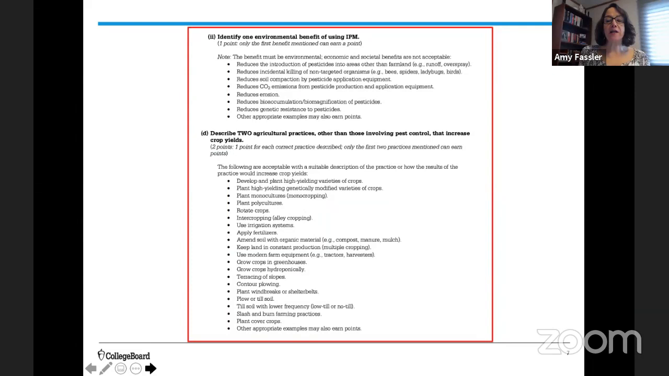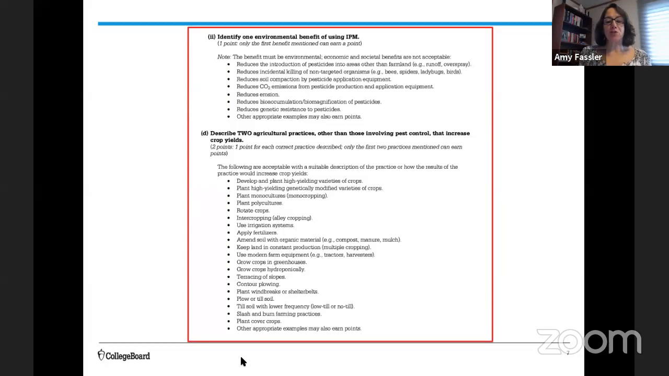Next, for 1 point, an environmental benefit of IPM. It could reduce the amount of pesticides that I use. It could reduce the amount of runoff from those pesticides. It could reduce the erosion. It could prevent the killing of non-target insects like honeybees.